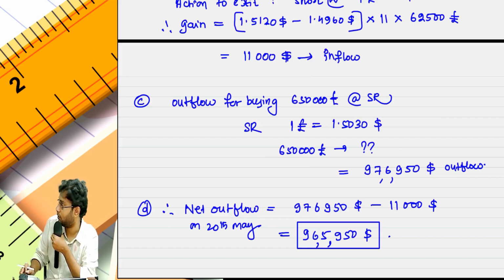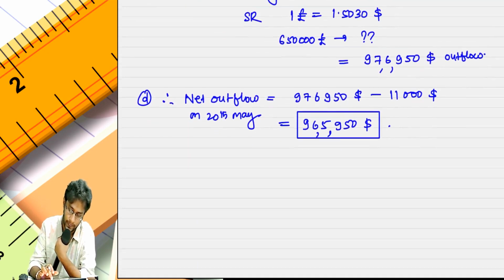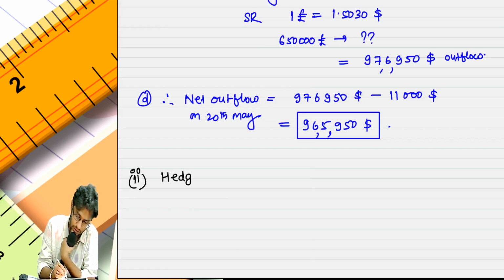Because 11,000 I am getting. If you take 10 contracts, you will get 10,000. So our difference will be there. Anyway, don't bother about that. Come here. Second question important. He is asking something. He is asking what is the hedge efficiency.